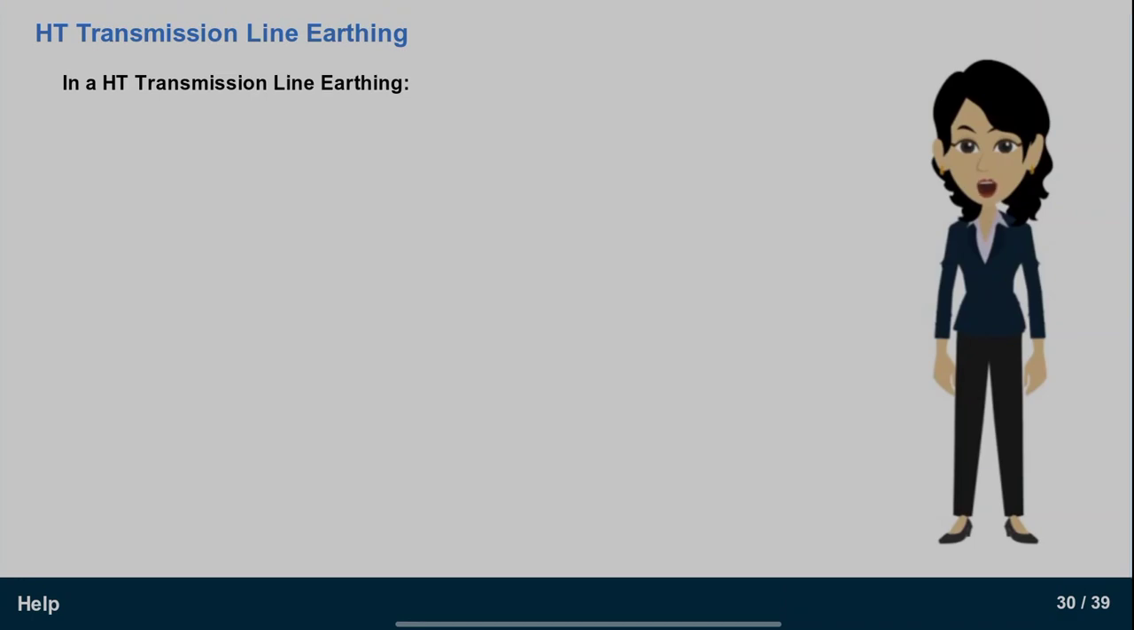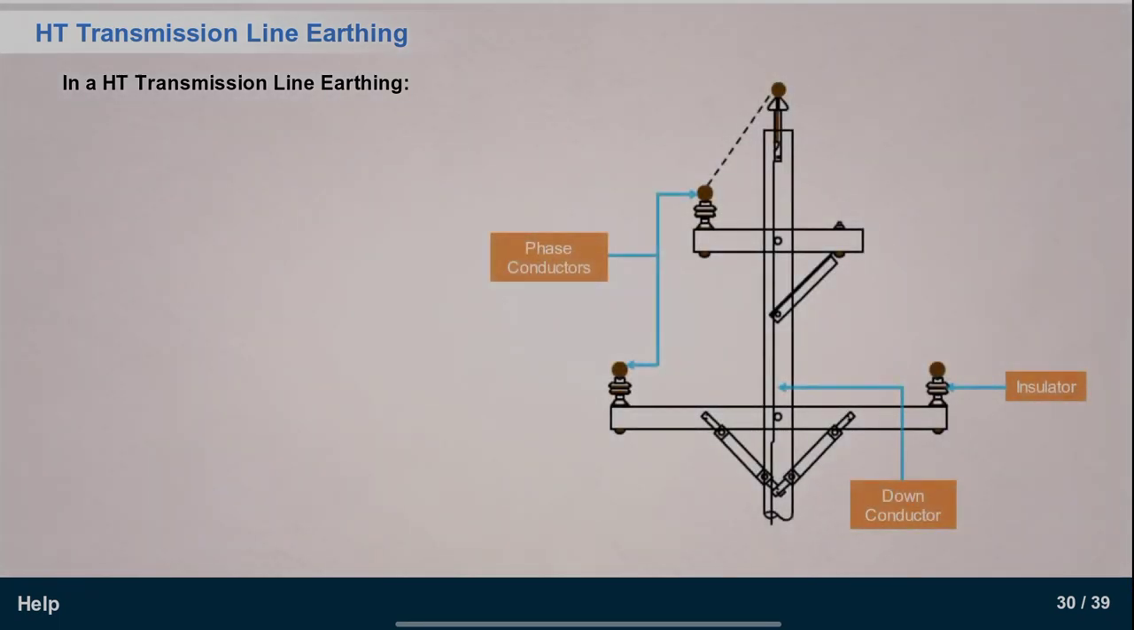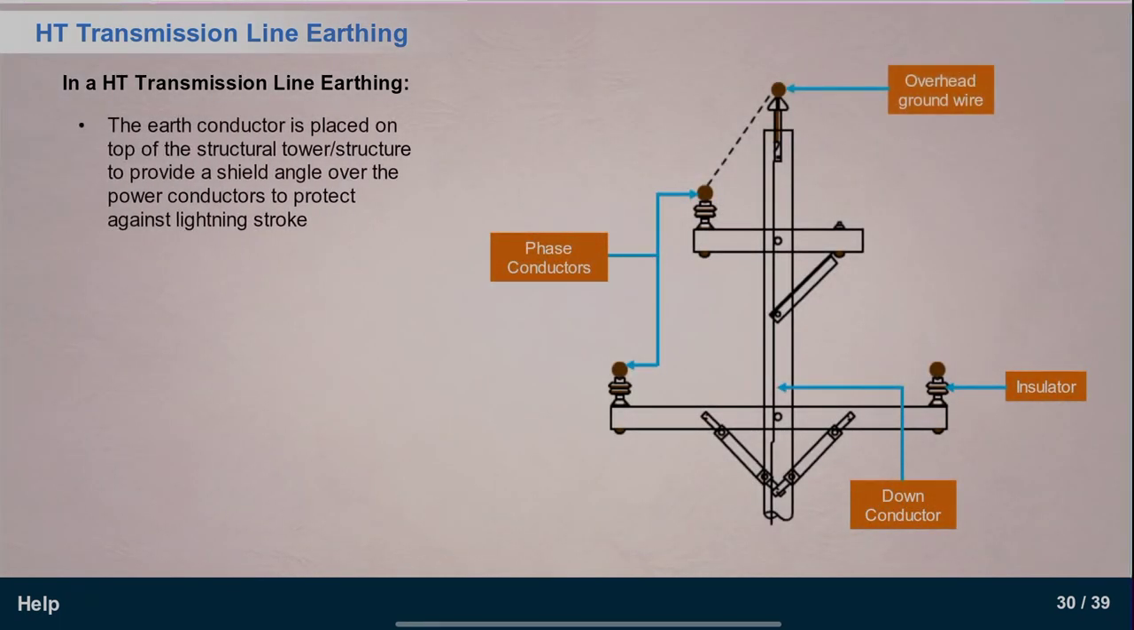Well, in this topic, we shall discuss earthing for high-tension transmission lines. To understand this, you need to look at the figure given here. As you can see, the earth conductor is placed on top of the structural tower or structure to provide a shield angle over the power conductors to protect against lightning stroke.